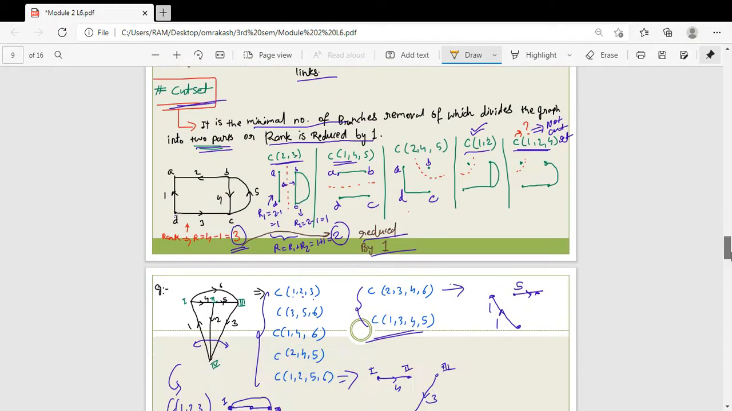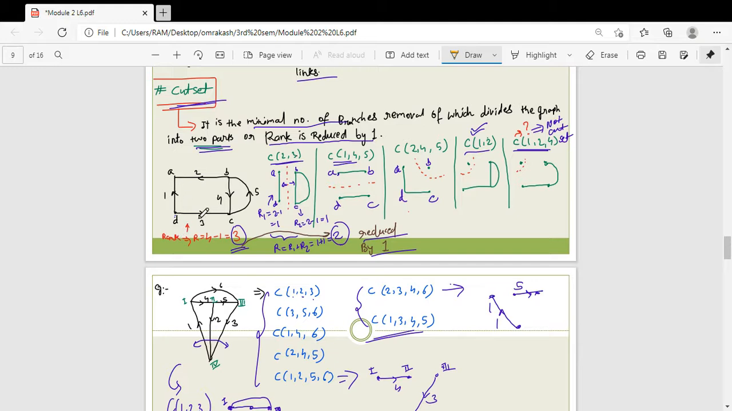Now the cut set. A cut set is a minimum set of branches whose removal divides the graph into two parts, and its rank is reduced by one. For example, what the cut set says is that if you divide a graph into two parts, its overall rank reduces by one. And you can say your graph is divided into two parts while removing some branches. That condition is called a cut set.